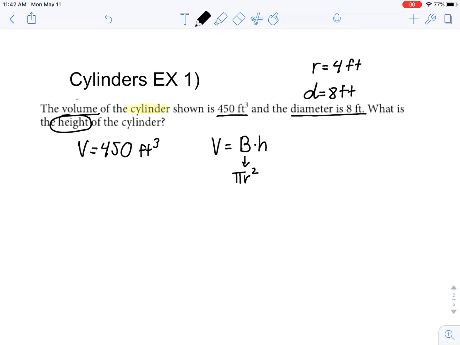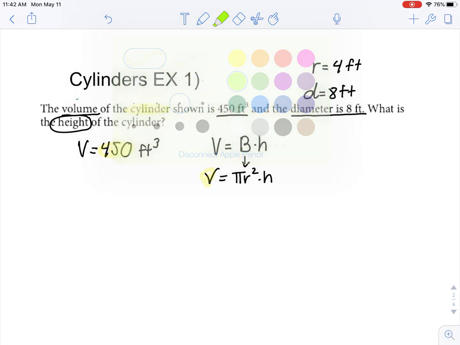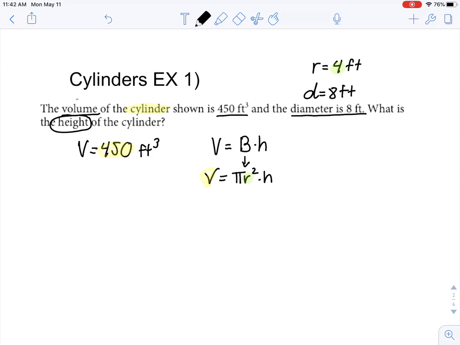Since it's a cylinder and the base is a circle, we're going to be using the formula pi r squared times height. And now we can plug in the information we know. We have a volume that we can plug in here. We have a radius that we can plug in here, which means the only thing left will be that height. So if we plug in 450 and we plug in 4 for the radius and multiply by the height.